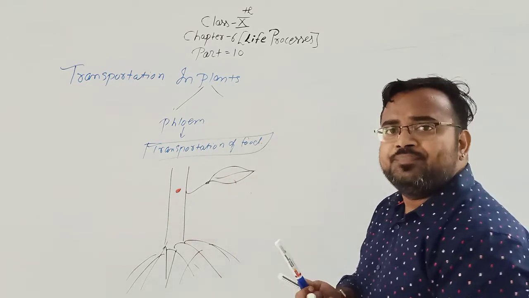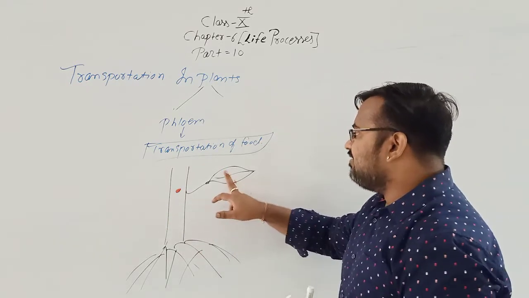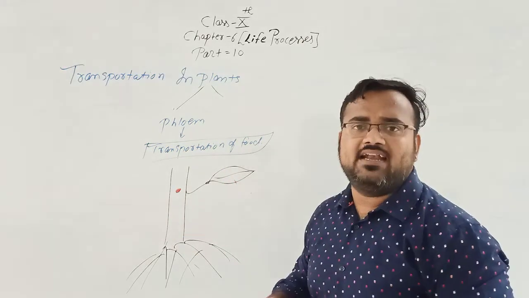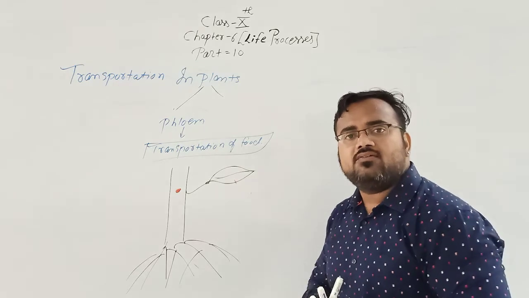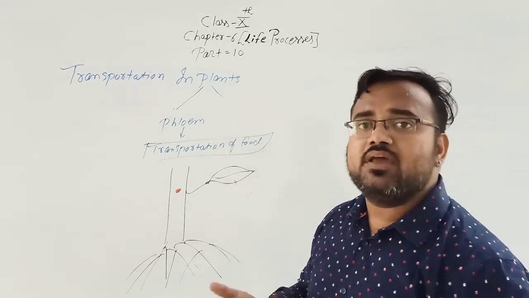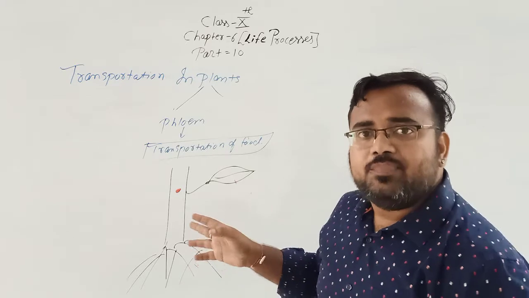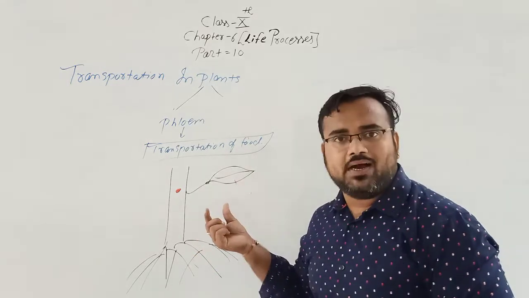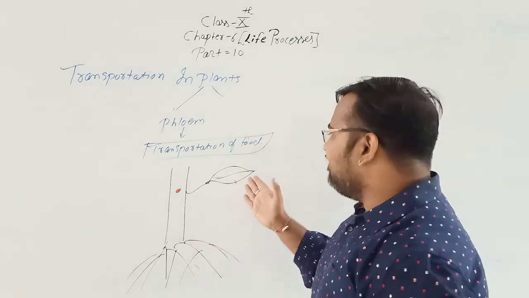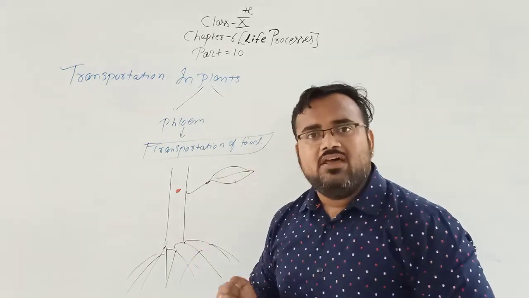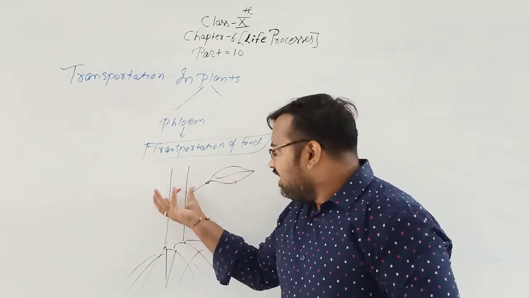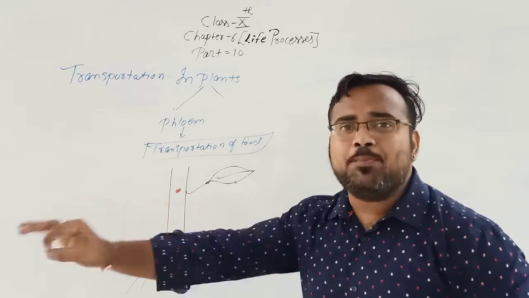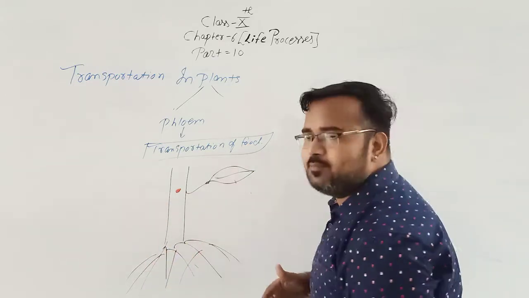Now, what happens when the food prepared in the leaves is transported into the stem? Here, the concentration of water will get decreased. How is the concentration of water decreased? Since food is a solid part, when it is transferred from leaves to the stem, it will absorb the water, because the solid part cannot be transported to all parts of the plant.